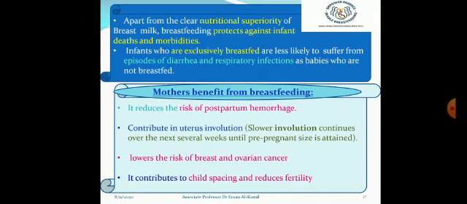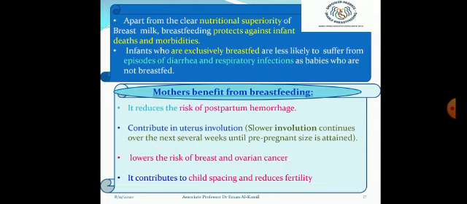Apart from the nutritional superiority of breast milk, breastfeeding protects against infant death and morbidities. It is one of the important means of preventing death, by preventing infections, including diarrhea and respiratory tract infections.